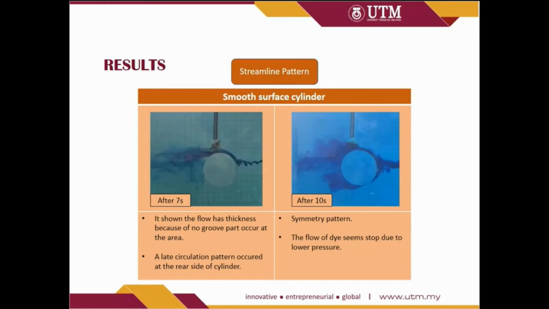Then for the smooth surface cylinder, it shows the flow has thickness because no groove part occurs in the area. And also a late circulation pattern occurs at the rear side of the cylinder. After 10 seconds of running, it shows a symmetry pattern. The flow passes above and below the cylinder. But somehow at the rear side, the flow of dye seems to stop due to the lower pressure at the rear side.